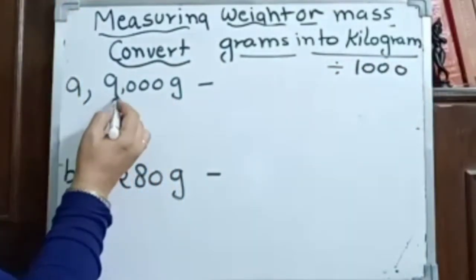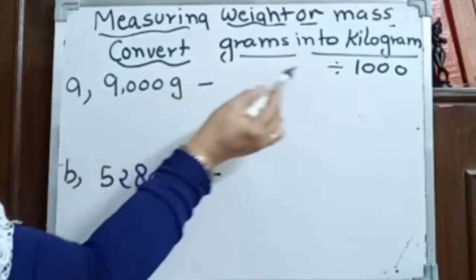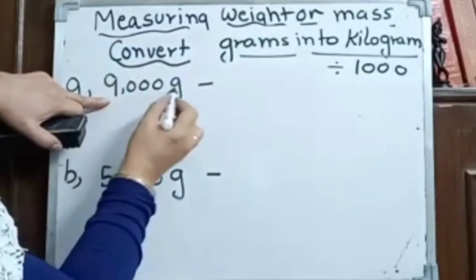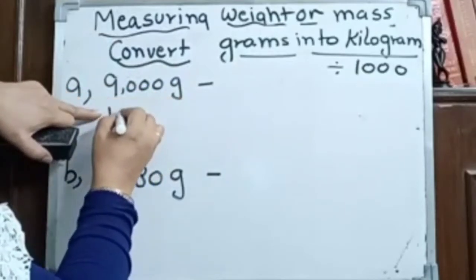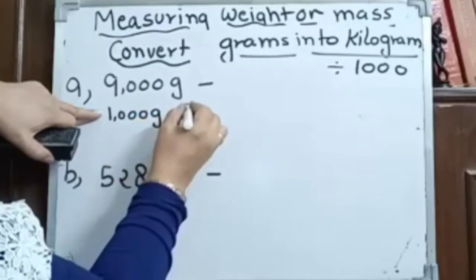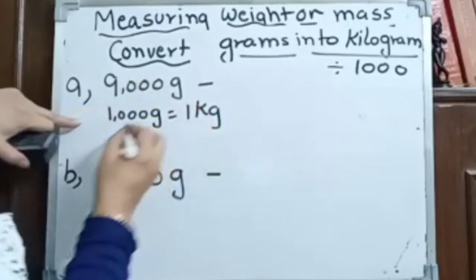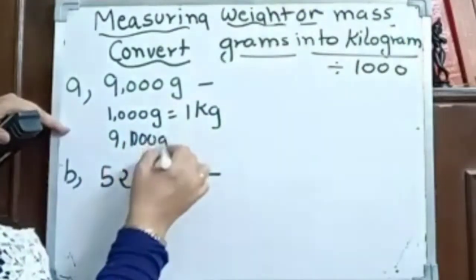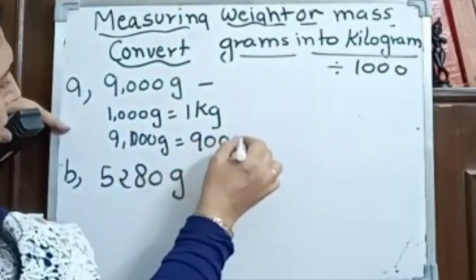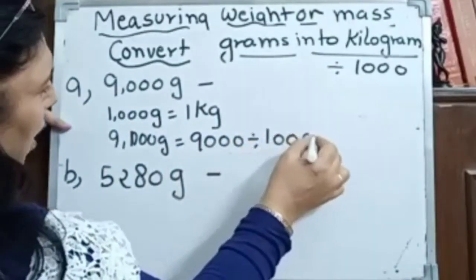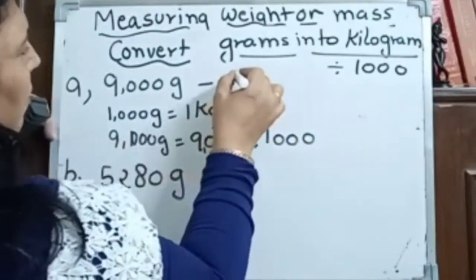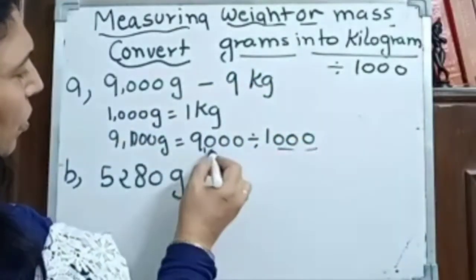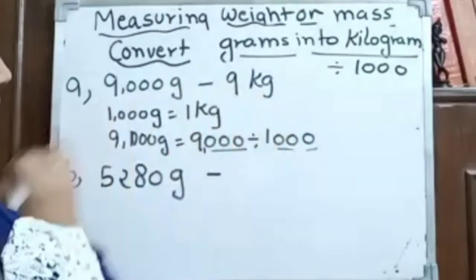So you know how to divide 9,000 by 1,000. You know that division rule. 9,000 gram, what will you write? 1,000 gram is equal to 1 kg. So 9,000 gram is equal to 9,000 divided by 1,000. So here we have 9 kilogram. Cancel the zeros, and divided by 1, the answer is the same.